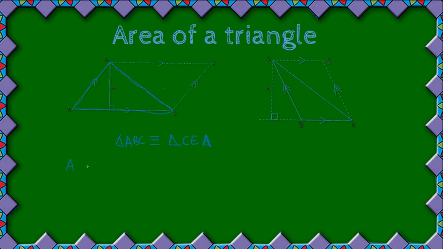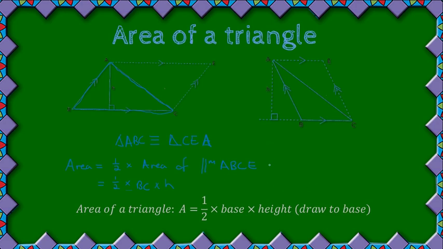So first of all, let's start with the area is going to be equal to half of the area of parallelogram ABCE. Because if these two triangles are equal, their areas are equal, then that means that this triangle will be half of it. So we simply say that it's half. And what did we see previously? We saw that the area of a parallelogram is just the base, so in our case BC, times the height. So here we formed the area of a triangle, as we know it: half base times height.